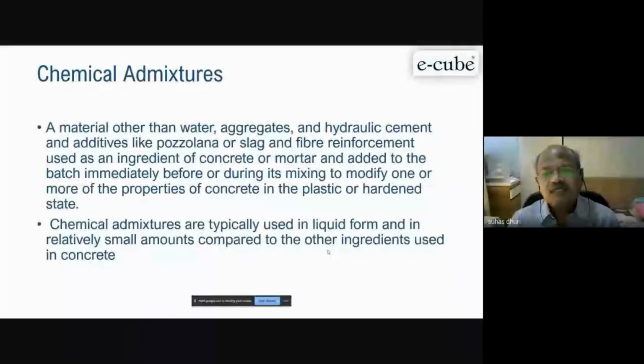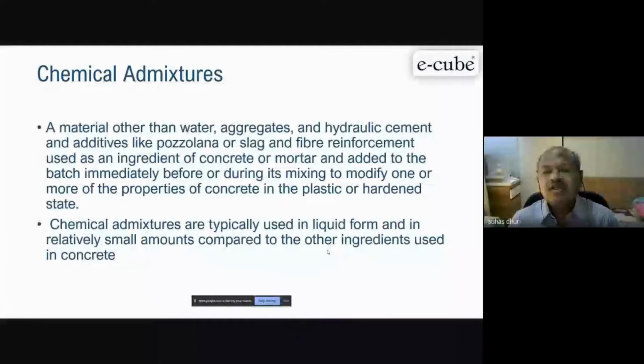So maybe in the range of 2 liters to 8 liters or 10 liters maximum in a whole 1 cubic meter of concrete. We have water around 160 to 180 liters, and this is about 10% of that, or lesser than that. Maximum 10 liters, and some admixtures work with 2 liters also, depending on our requirements. So this is a relatively very small amount compared to other ingredients, and it has to be mixed with all the raw materials of concrete.